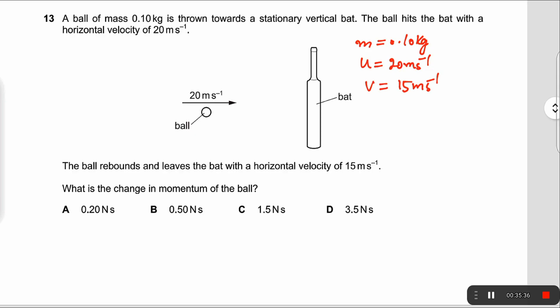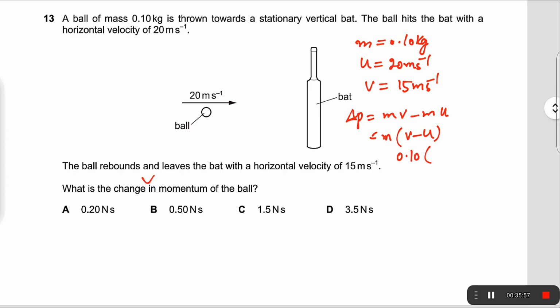So initial velocity is given. Final velocity is given. So we are finding the change of momentum. You know that change of momentum is equal to mass times final velocity minus mass times initial velocity. So we can take mass as common, m(v minus u). Mass is how much? 0.10.